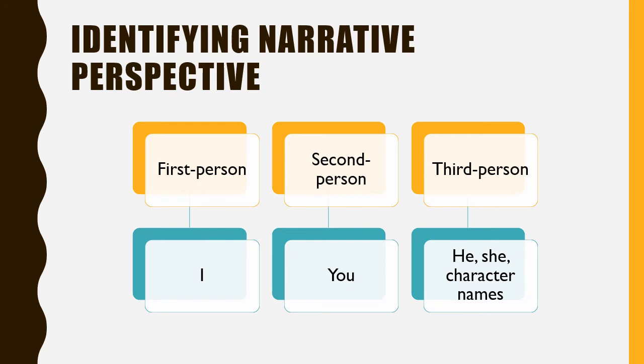And the third-person narrative usually isn't involved. He tells other people's stories, so a lot of he's, she's, and character names. Now, the third-person narrative can also be divided in 3 types. It all depends on whether or not the narrator tells about thoughts and feelings of other characters. We'll not get into that right now.